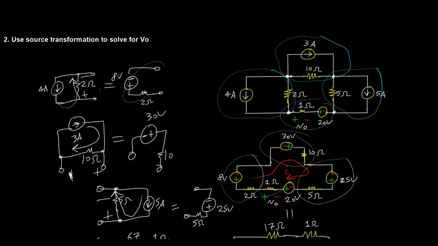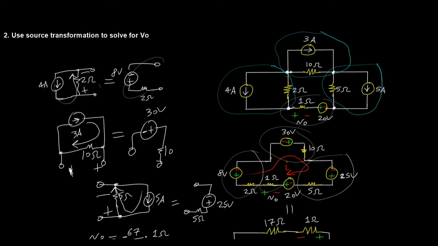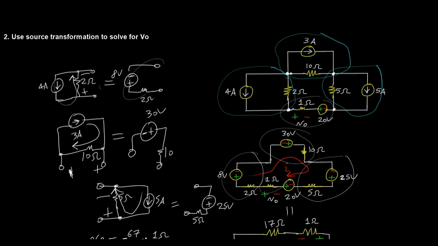Now, what you might notice is that for source transformation, you essentially either want to get everything down to a single mesh, like so, or you want to get everything down to a single node so that things are simplified a lot. And whether you want a singular mesh or a singular node depends on what kind of problem is given to you.